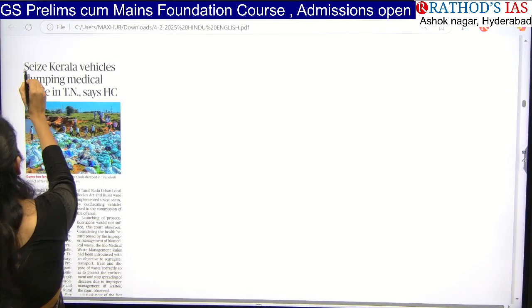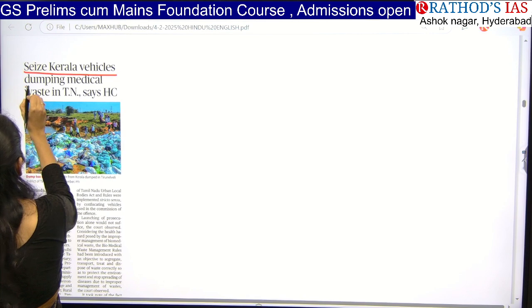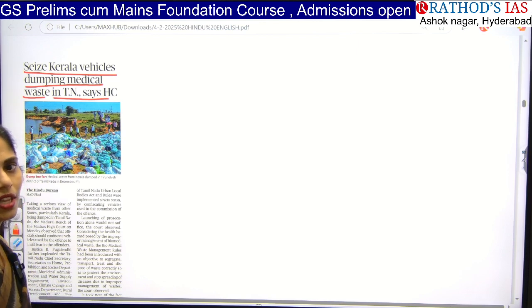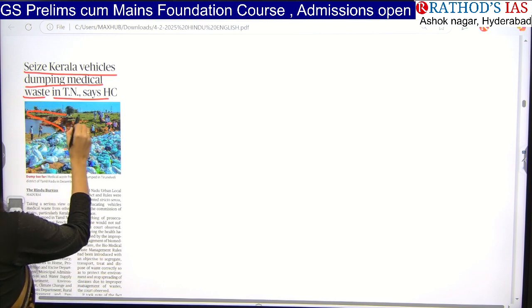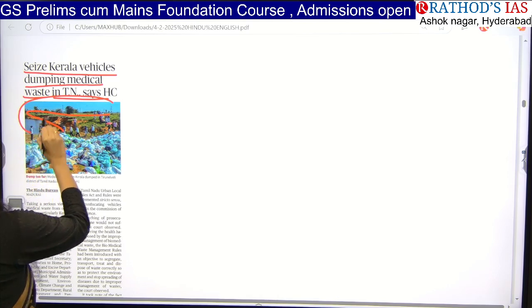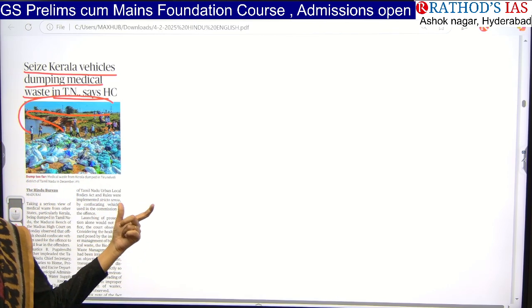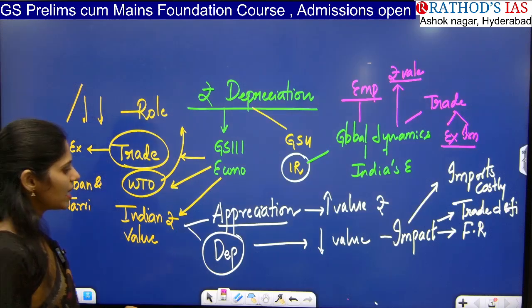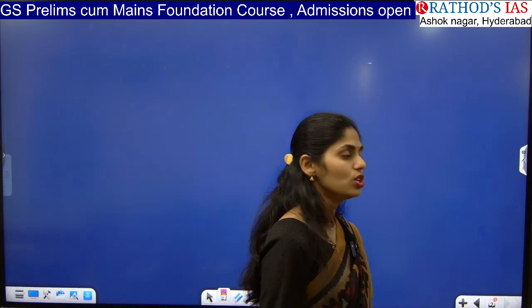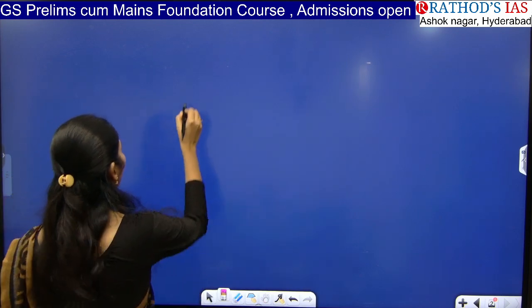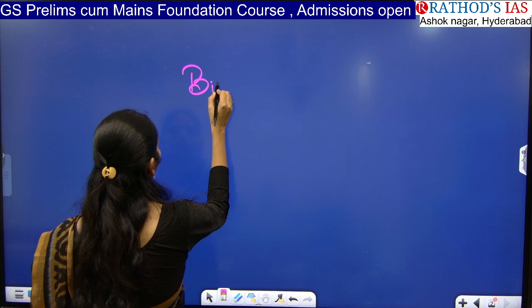See here: Kerala's vehicles dumping medical waste in Tamil Nadu, says High Court. If you see this image, there is some water here, and this entire area is covered with water. But on the coast of this water, they are dumping medical waste. Okay. So this article is very important. One keyword identified in this article is biomedical waste.